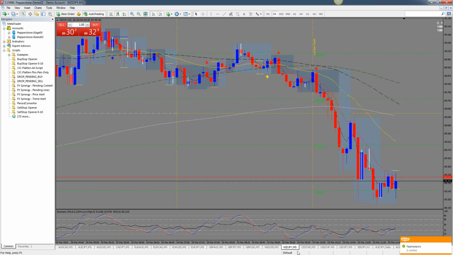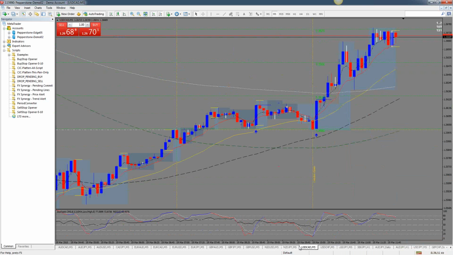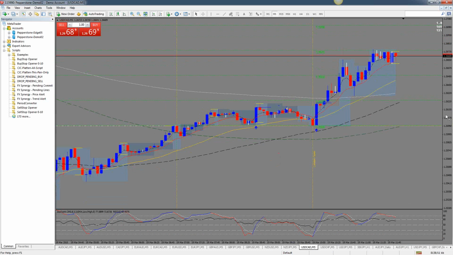All right. We have an inside bar on the UCAD. All right. It's at the top of its range for the day, so I'm not going to take that trade. My stochastics and RSI are telling me the same thing. I'm waiting for it to go down.